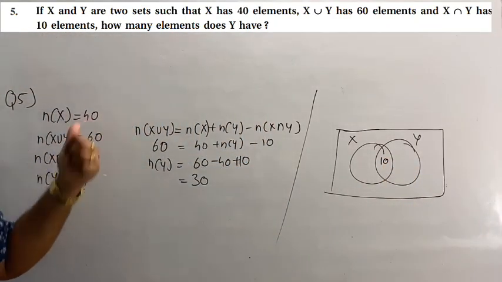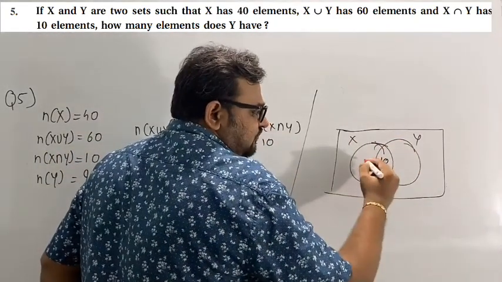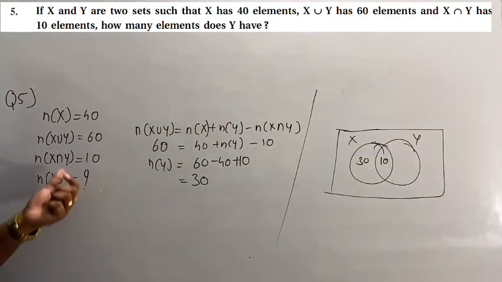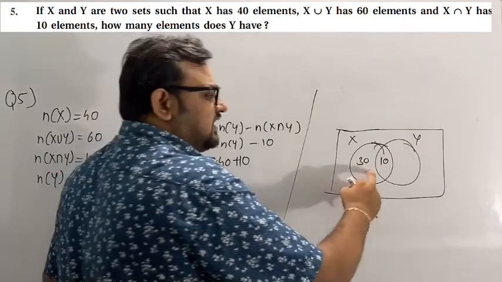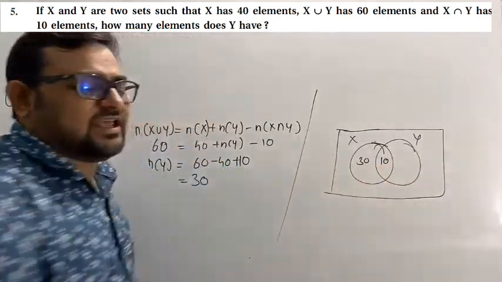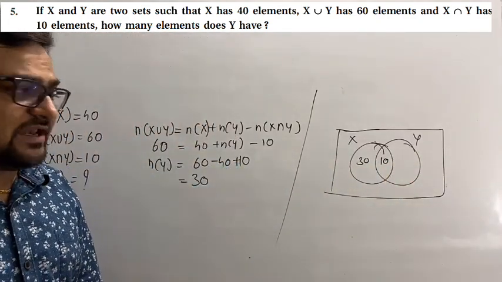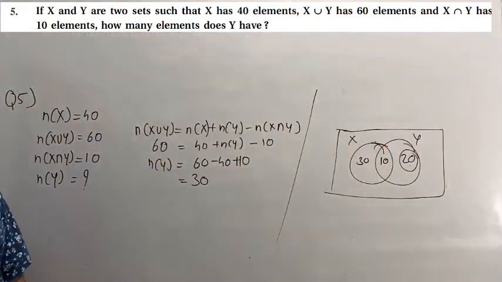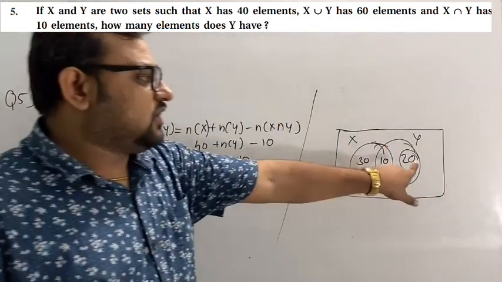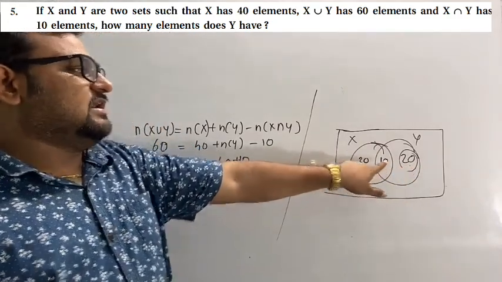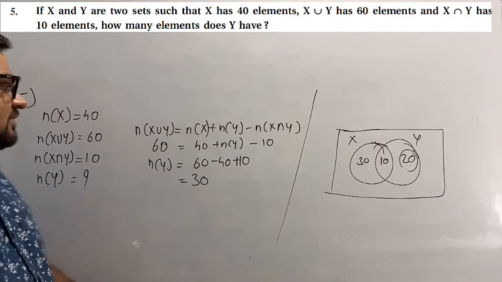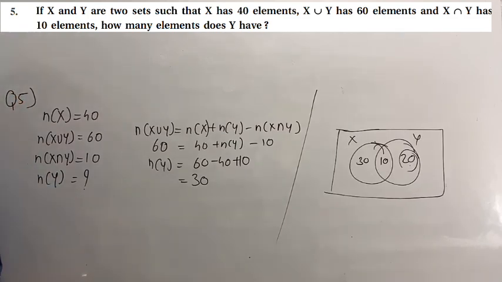What is X? 40. We are already having 10, so 10 plus 30, 40. Clear? Now Y is remaining, total 60. So 30 plus 10 plus X equal to 60. 30 plus 10, 40 plus 20, that will be equal to 60. So Y have 20 plus 10, 30 here. Clear? Okay, so you can solve it by any one of the methods. So note down question number 5.